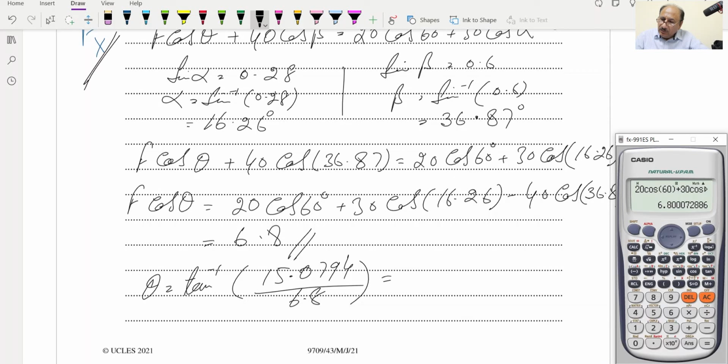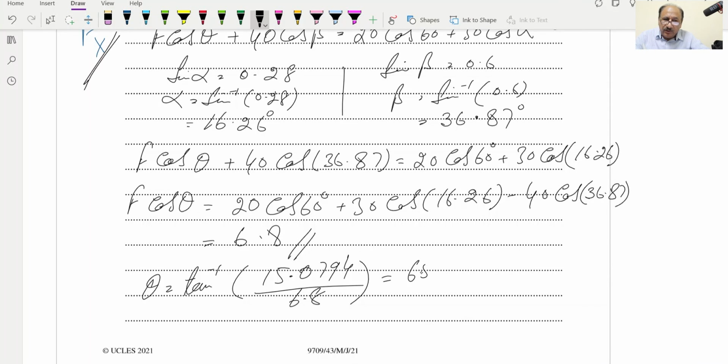And this will be equal to tan inverse. We can check: shift tan of 15.0794 divided by 6.8. Sorry, the bracket should be over here, and this will be 65.727, which is 65.7 up to 3 significant figures. So this will be the theta value.